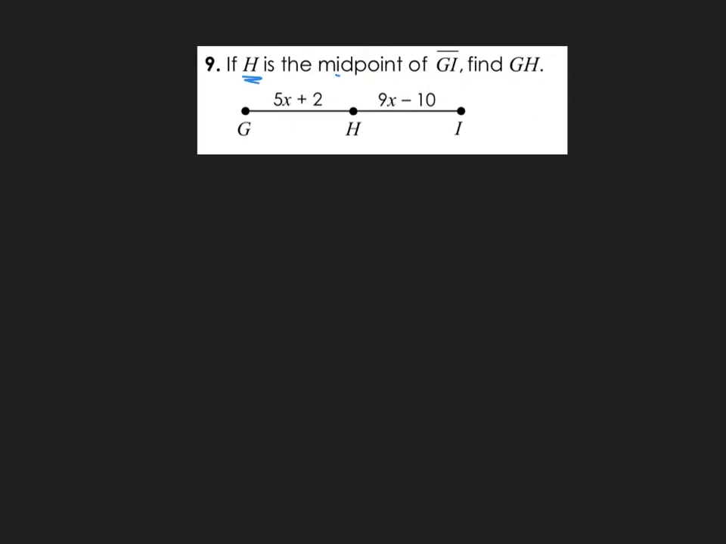If H is the midpoint of GI, so H is in the middle of GI, which means that this and this are congruent. And that little red tick mark is how we identify things that are congruent. So I'm going to say, well, GH is equal to HI because of this midpoint information. And if GH is equal to HI, then I can substitute in known values.